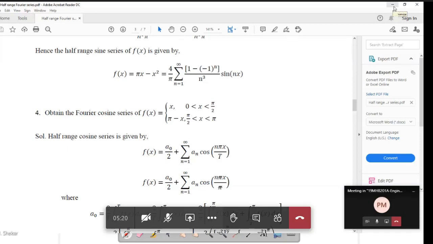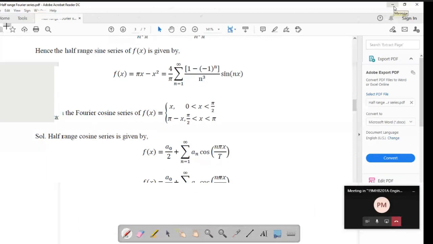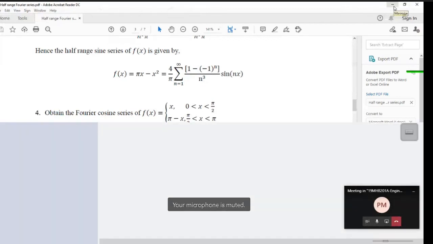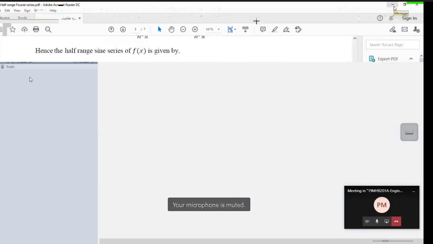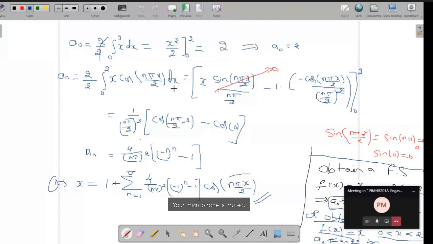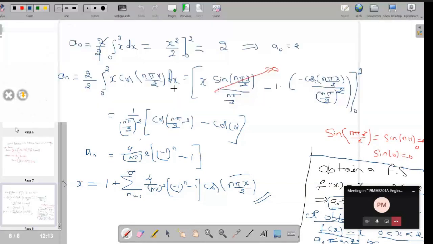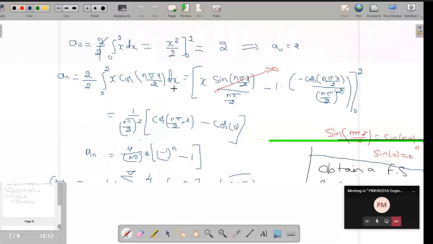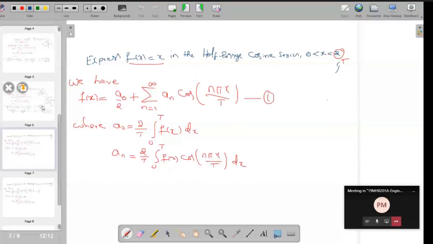Is it over? Okay, I'll check if possible yesterday. What you have done. So the last problem we have taken f of x is equal to x. Okay, only one problem we have done. Okay, so that's it.